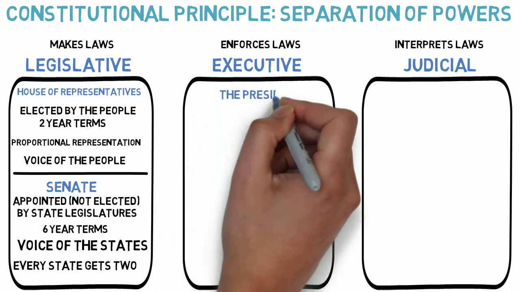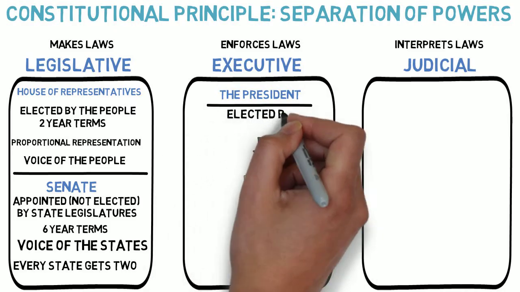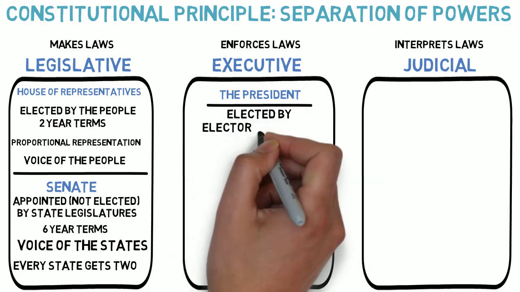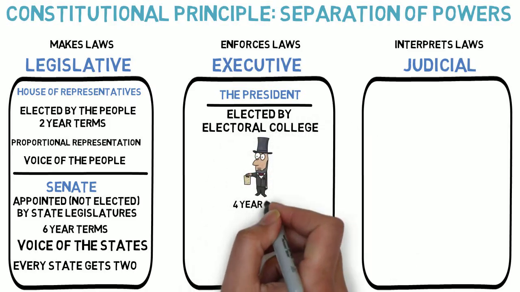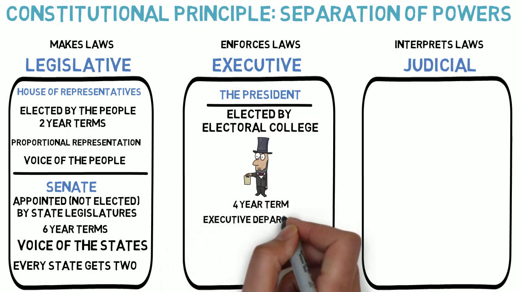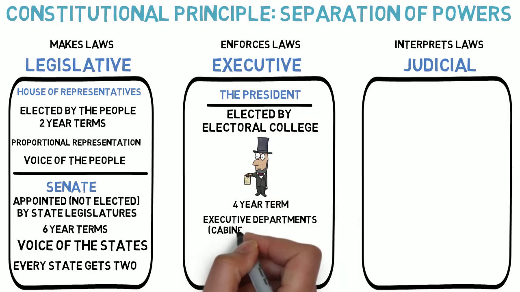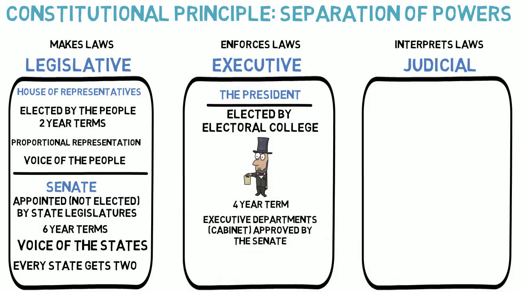The executive branch consists of the president and vice president, who are elected not by the people, but by the Electoral College for a term of 4 years. The executive branch also consists of several executive departments headed by cabinet officers who are appointed by the president with the advice and consent of the Senate. When the Constitution was written, there was no term limit for presidents. They could run as many times as they wanted.